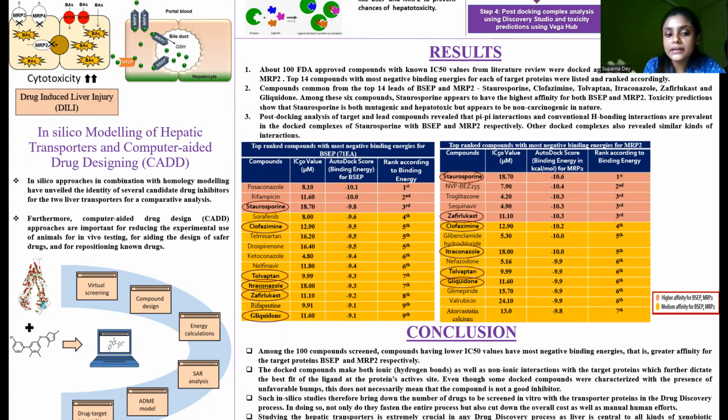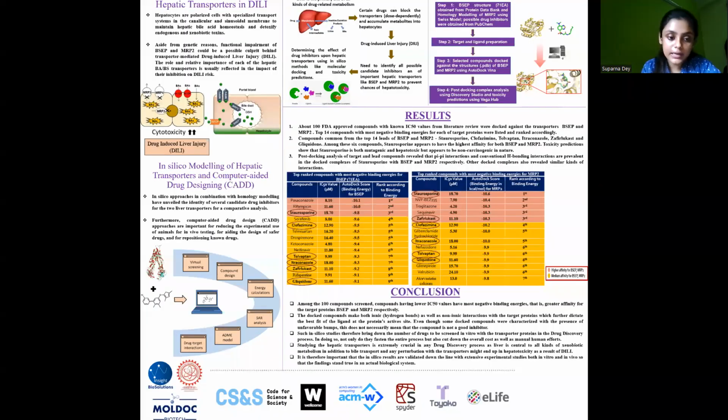Post-docking analysis of the target and the lead compounds have revealed that the dominating interactions between the target and the lead were pi-pi interactions and conventional hydrogen bonding interactions. Also, like staurosporin, the other five compounds were docked onto the protein, and post-docking analysis was performed for all these compounds with the target leads.